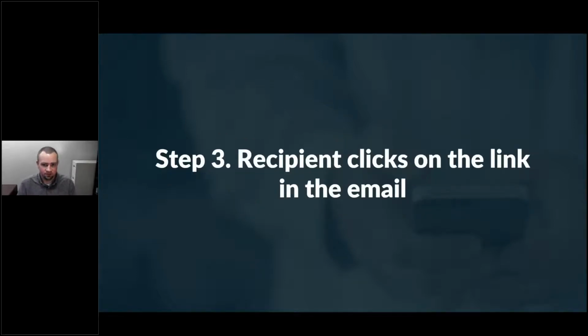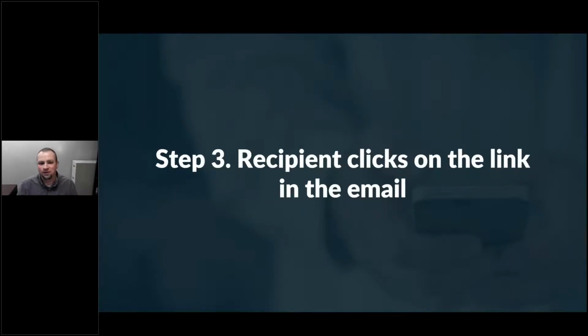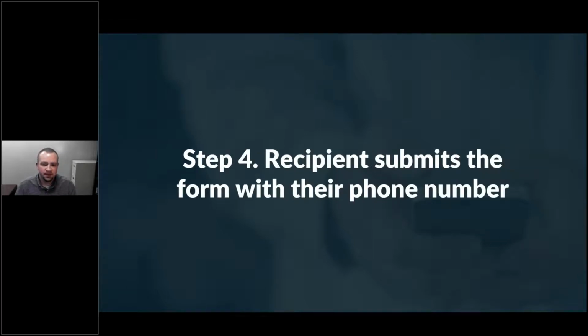So I'll digress. So you'll initiate an email to those that you choose. The recipient in that email will click on the link. And so they don't have to go type anything in, they just get a link. Well, sorry, they'll get an email with a link. They'll get more details and I'll show you where you can add to it. So the recipient then submits the form with their phone number. So this form will be very short, but I'll show you and actually give you the opportunity to do that so you can see how short it is.